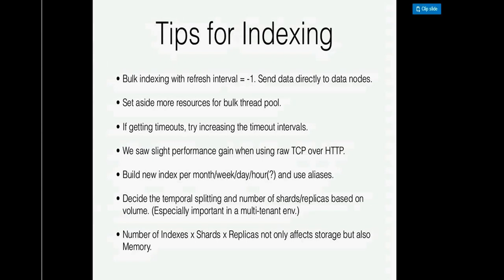Now I'll talk about tips for indexing. For bulk indexing, set the refresh interval to -1 and send it directly to data nodes, and set aside more resources for bulk thread pools. Build a new index per month, per week, per day, or per hour, and use aliases to secure your data. Decide the temporal splitting and the number of shards and replicas based on your volume so that we can perform very fast queries and increase our throughput. There's a slight performance gain when using raw TCP over HTTP. If you're getting timeouts, try increasing the timeout in doubles.